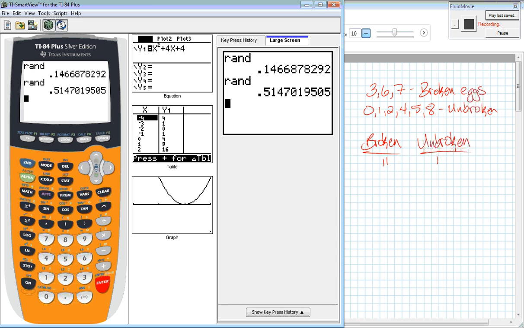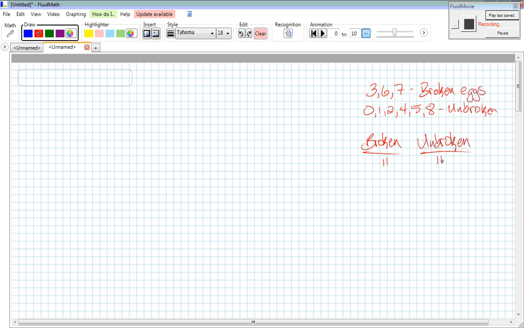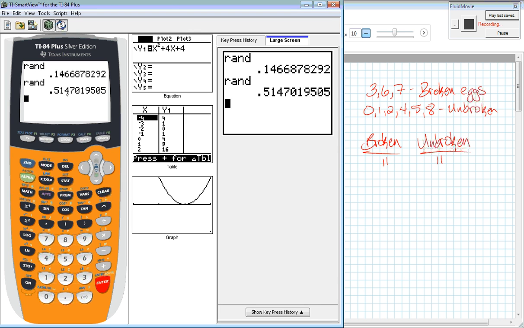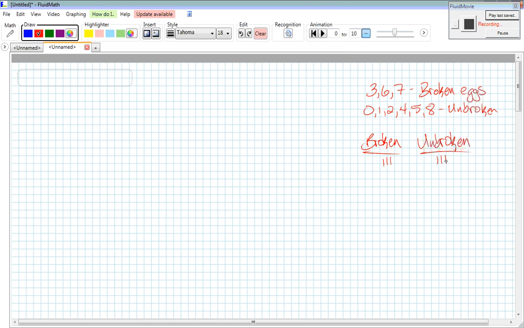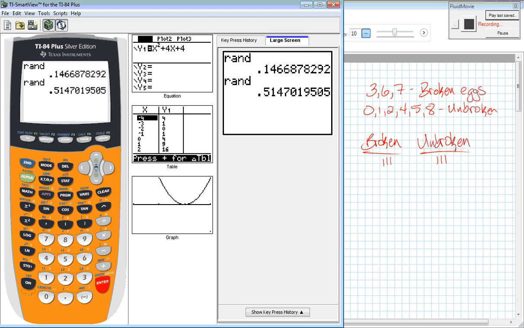Okay, we have 5, 1, 4. 5, 1, and 4, that would be unbroken. 7, 0, 1, 7 is broken. So 7, 0, 1 contains a broken. Toss out the 5, 5, 0, 5, that would be unbroken. So right now, after 6 trials, we are at 3 to 3.